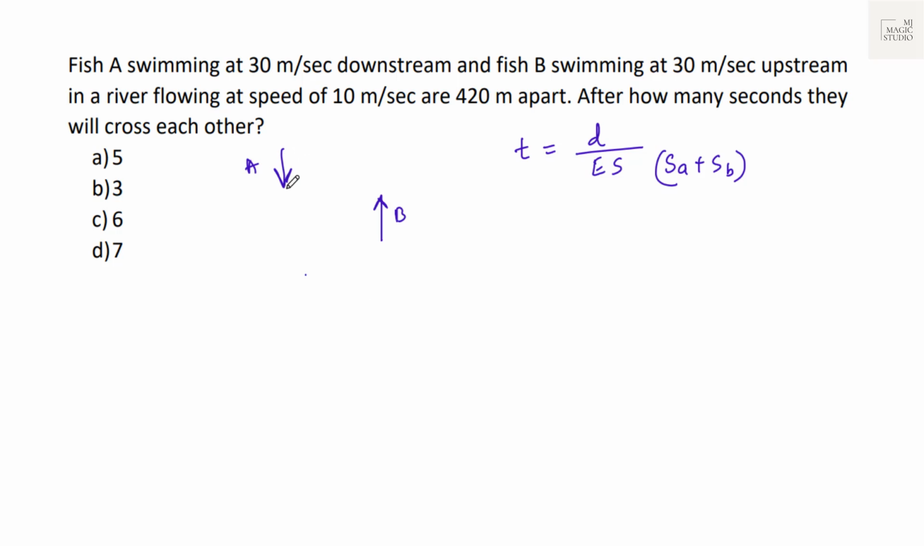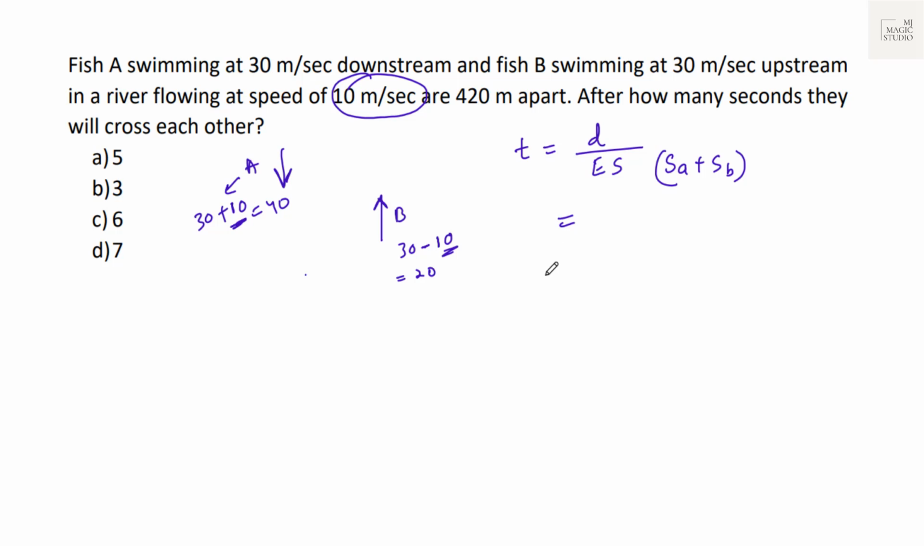A is going downstream, that means A's effective speed would be 30 plus speed of the river, that is 40 meter per second. And since B is going upstream, its effective speed would be 30 minus 10, that is 20. But here we can see that we are adding 10 for A and we are subtracting 10 for B because of the directional movement. When they are moving towards each other, if this speed is not given, then also we can find the answer, because this speed would be 30 plus a, this speed would be 30 minus a, and when we add them up, a and minus a will cancel out, isn't it?